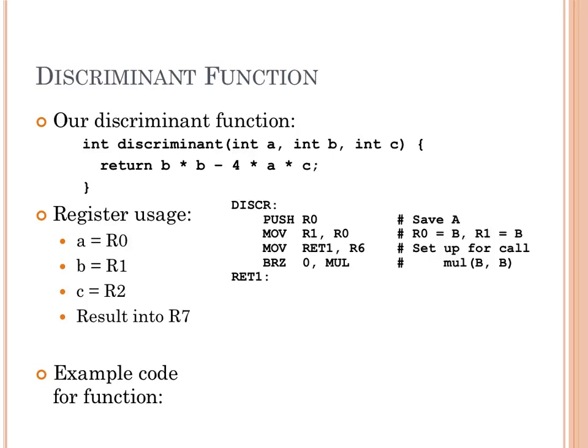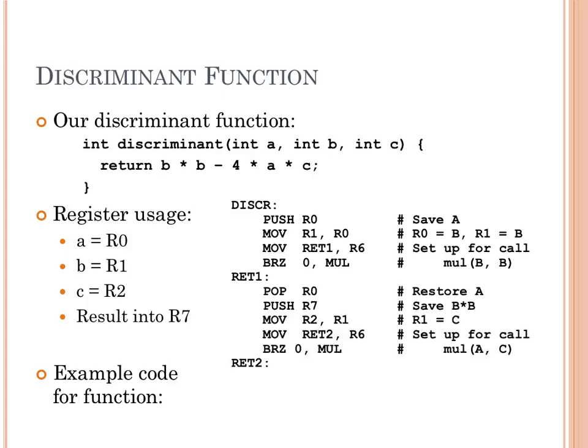Now remember, mul needs A and B in R0 and R1. So if we're going to multiply B by itself, then we need to save discriminant's value of A so it doesn't get clobbered. So we push R0, move R1 into R0. So now both of those registers are B. We say, I want to come back to ret1. So you store that into R6, and then you call mul. And then magic happens. We don't care what happens, but mul does its thing. We're presuming no bugs, right? And then we come back to whatever is at ret1.